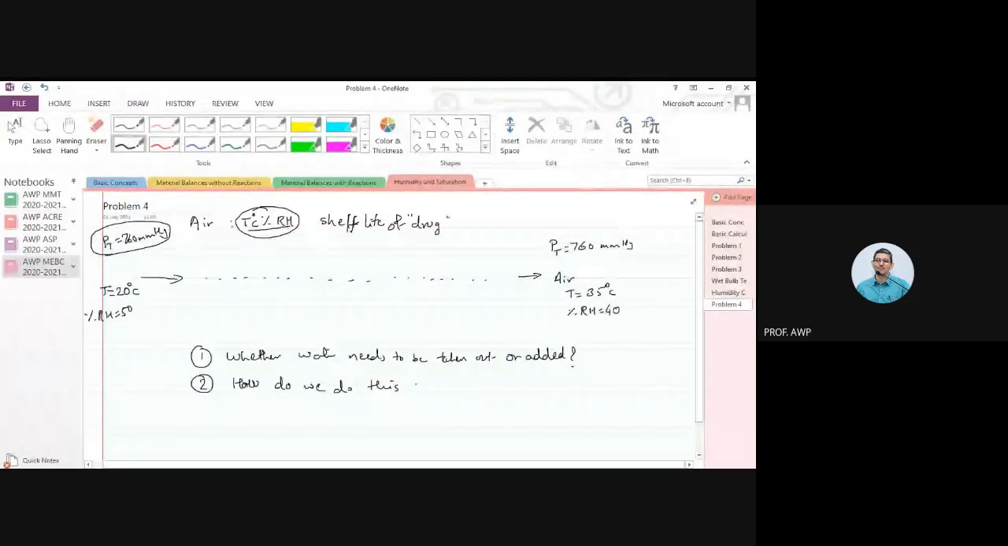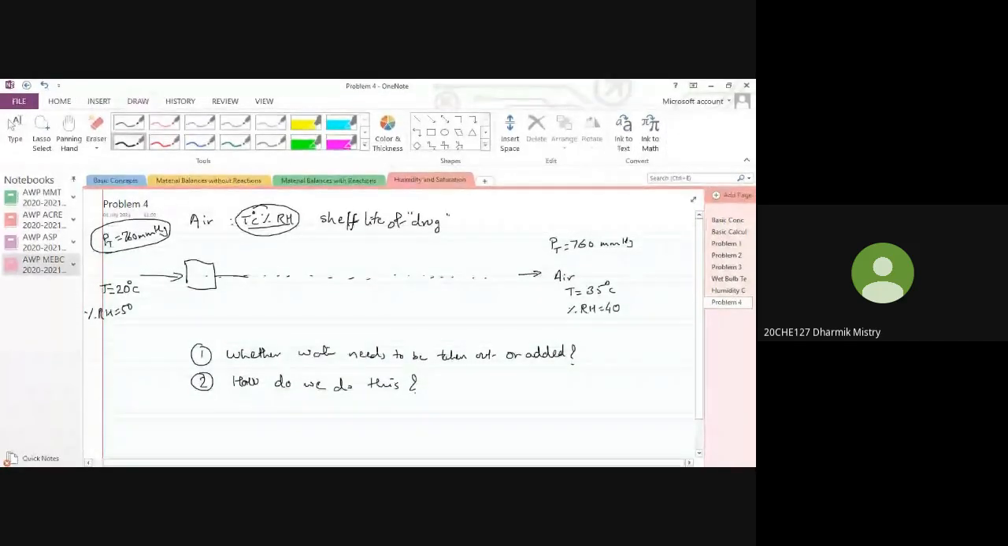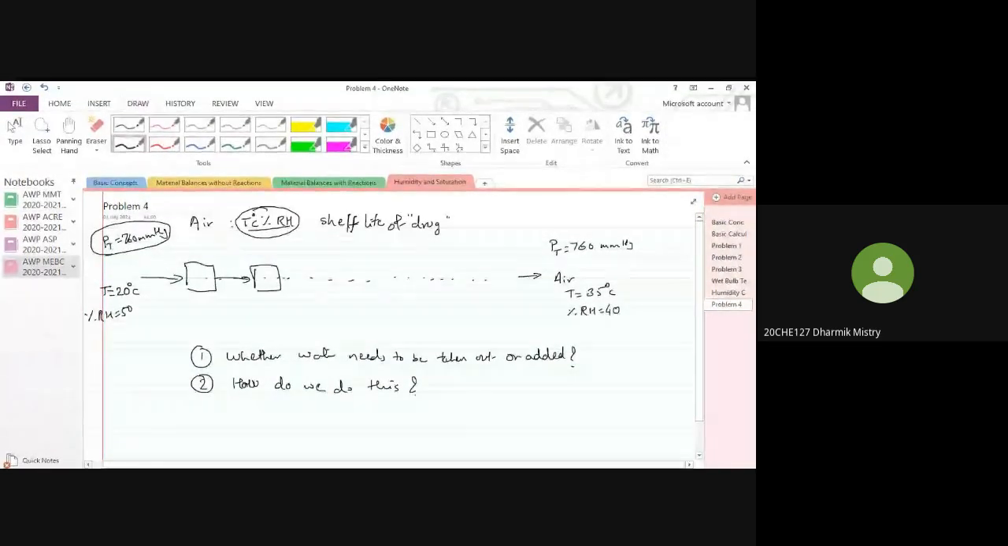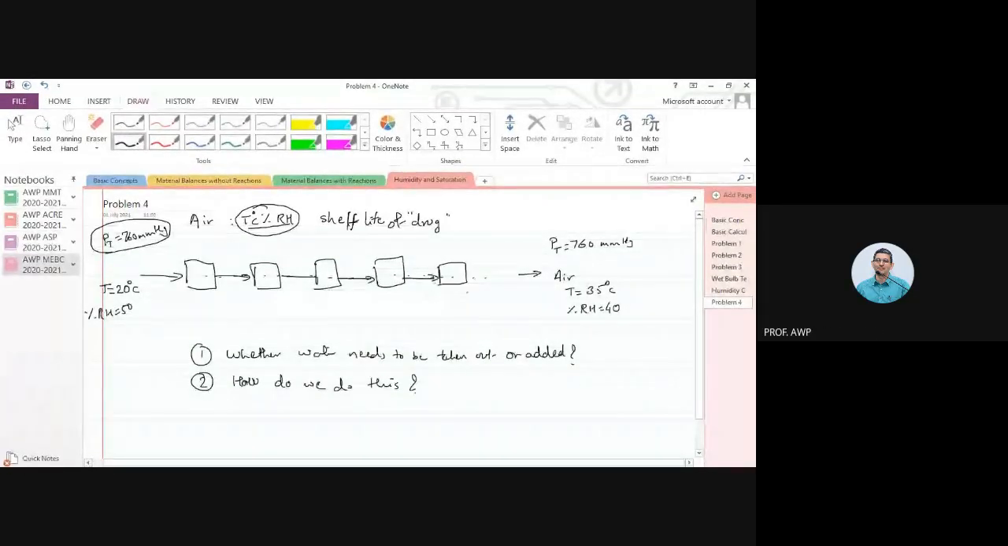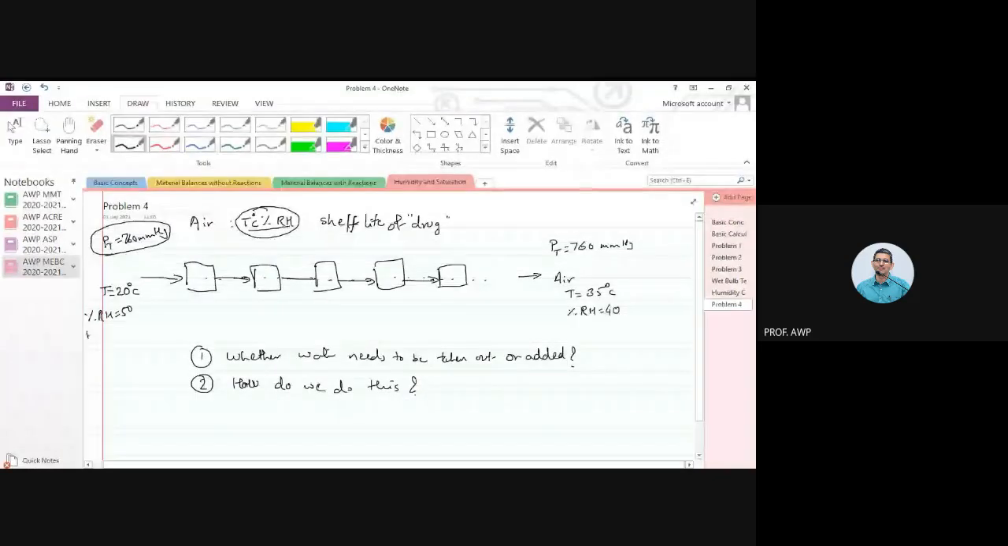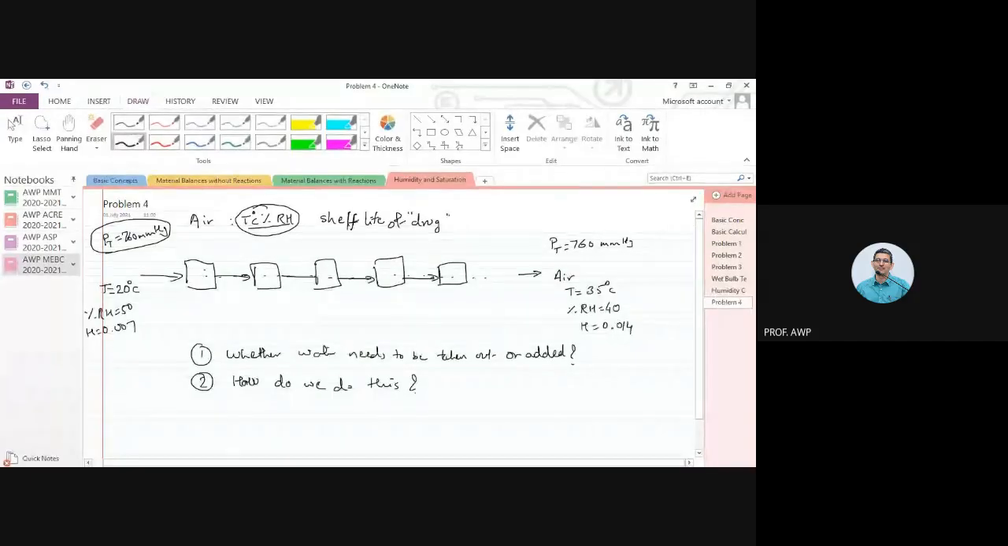Any thoughts? Sir, we can take 100 kgs of dry air of ambient air as basis and then do the further calculation. Calculation is one part, but how do I increase the humidity of the air? Humidity is 0.007, humidity is 0.014. How do I actually do it? Forget about calculating, calculations we will do. But how do we actually add water vapor?